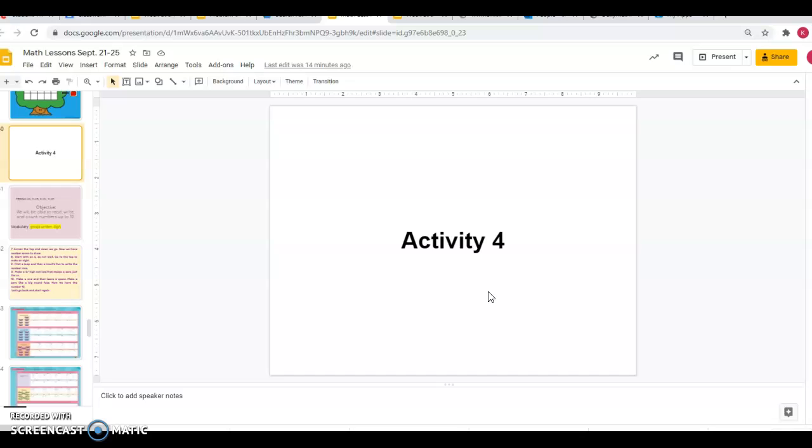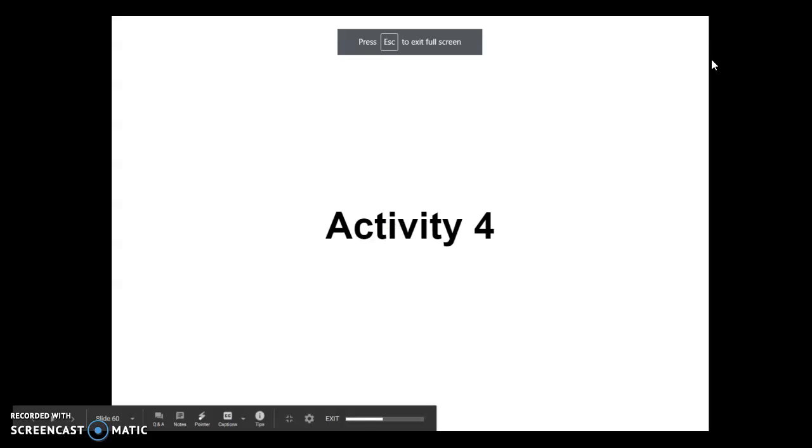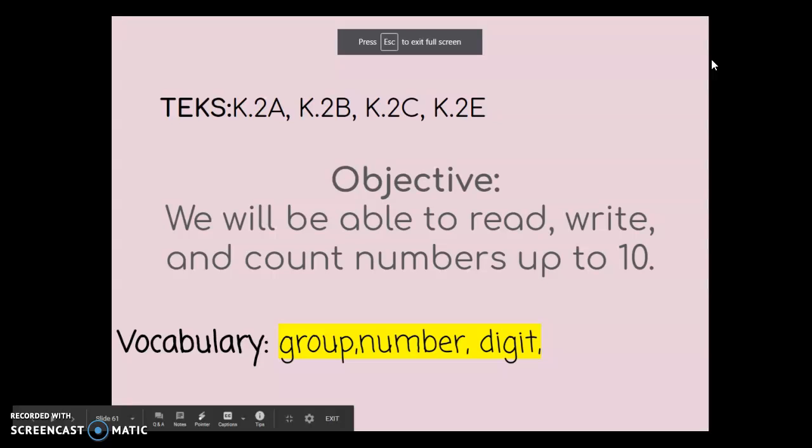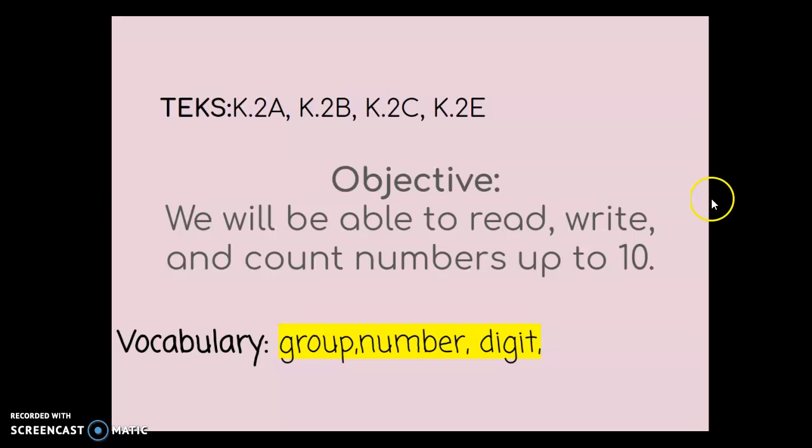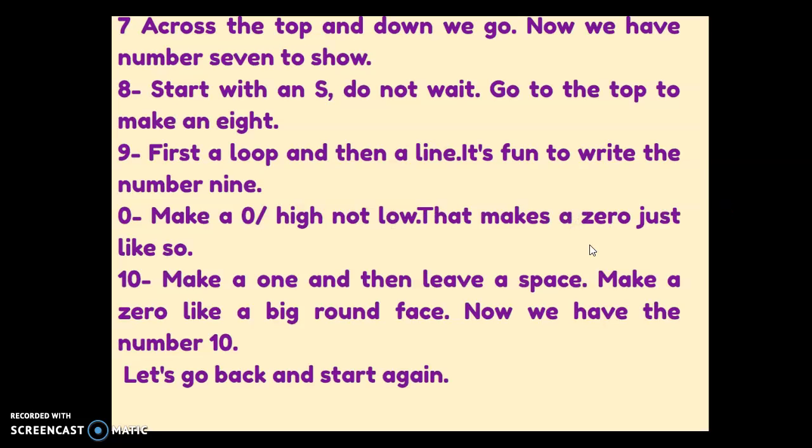We're on activity 4 in the Google Slides. Our objective is we'll be able to read, write, and count numbers up to 10. This is a little poem that talks about how you are writing the numbers, because we're going to be practicing writing numbers 7, 8, 9, 0, and 10.